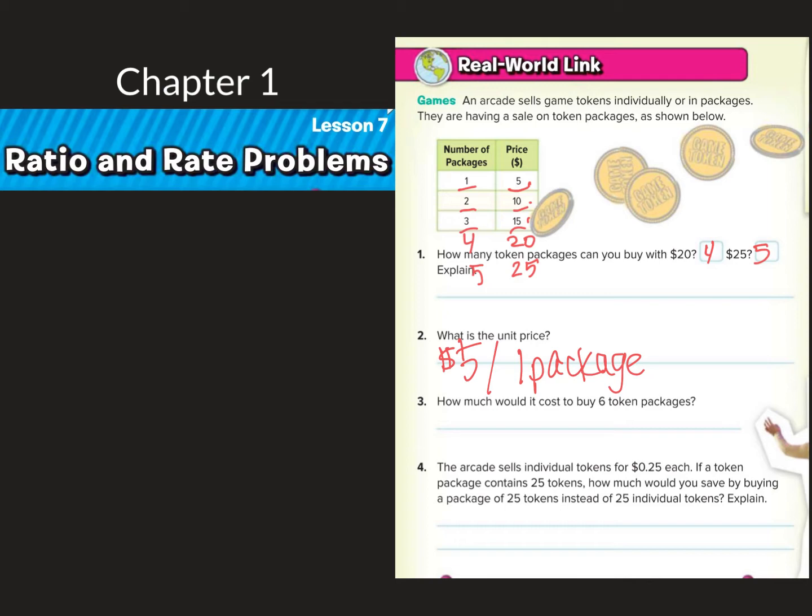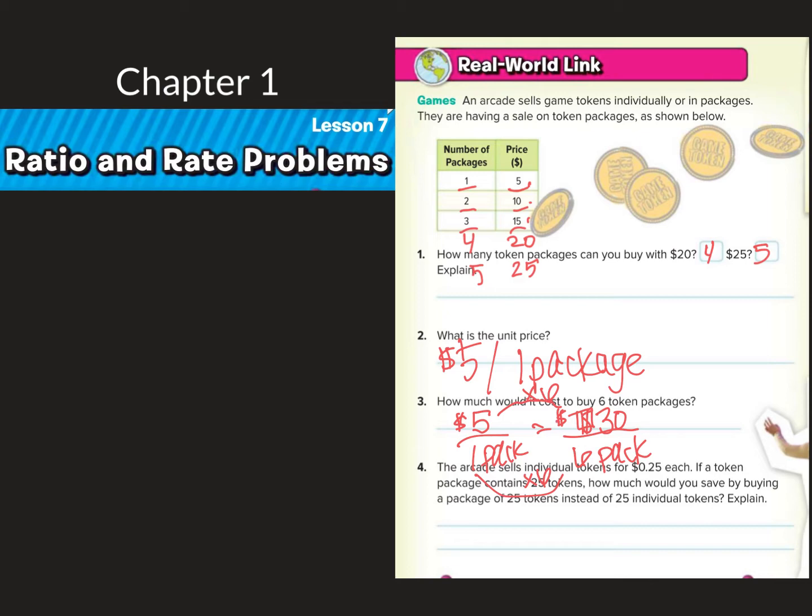How much would it cost to buy 6 token packages? So here's how we'd set that up. We'd say $5 per one package, just call it pack, is equivalent to, what if I wanted 6 packs? Then we'd put a question mark there. How many dollars would that cost? Well, to go from 1 to 6, I need to multiply by 6. So if I do the same, multiply by 6, 5 times 6 is $30. That's how much it would cost for 6.